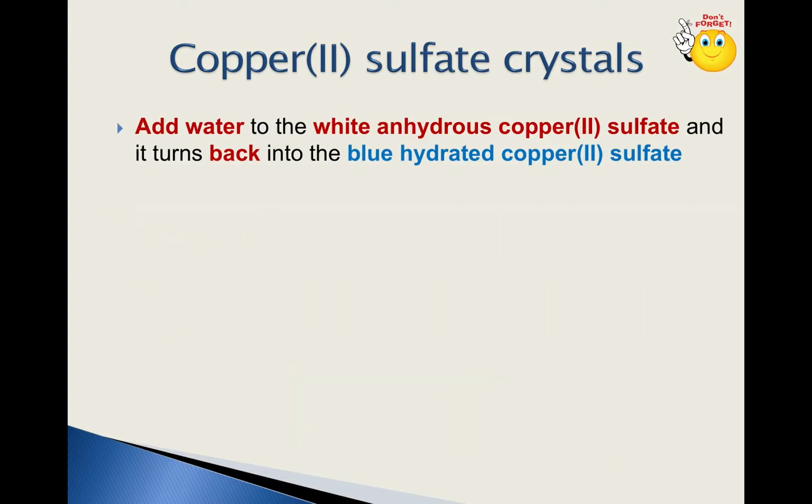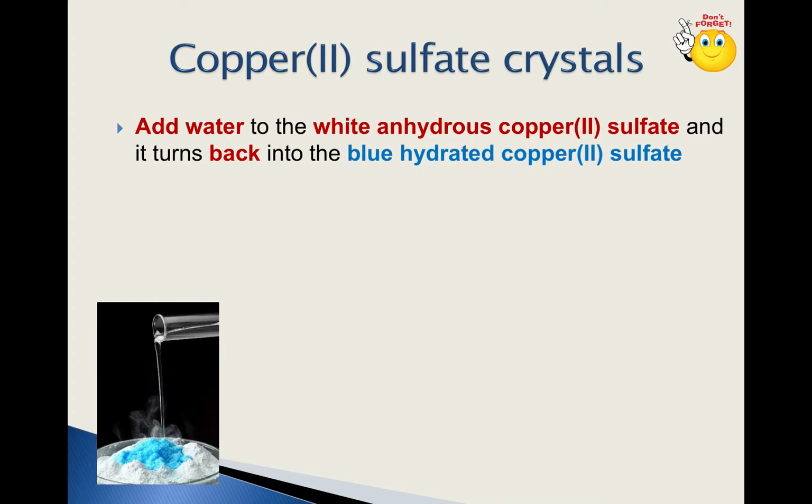What we can then do is pour water, either water that we've collected, if we've managed to collect it by some mechanism, or we can just take water from the sink. We can add water back to the white anhydrous copper 2 sulfate, and it turns back to a blue colour. It forms the blue hydrated copper 2 sulfate again. There is a picture of the white anhydrous copper 2 sulfate, and when water is being poured onto it, we can see that it turns into blue hydrated copper 2 sulfate. And this is a useful test to show that the liquid we have is water.